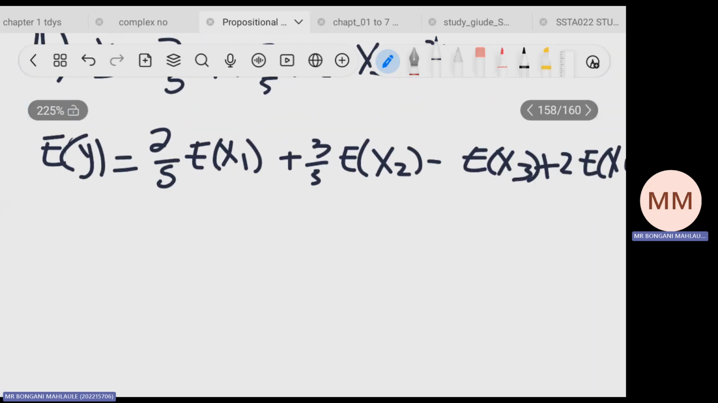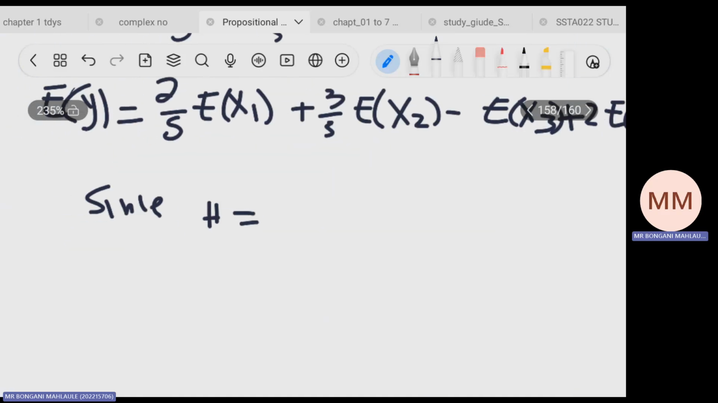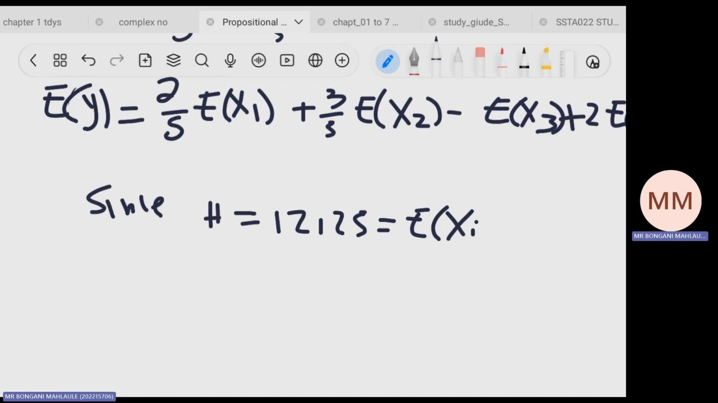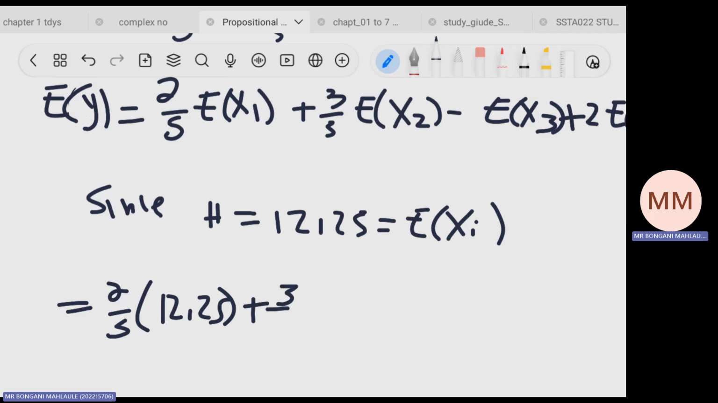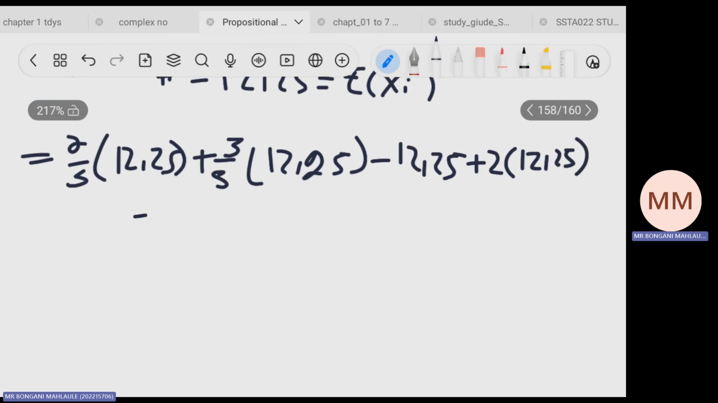So since we know that our mean is equal to 12.25, it means you'd come here and put 12.25. And our final answer, you should get 24.5.